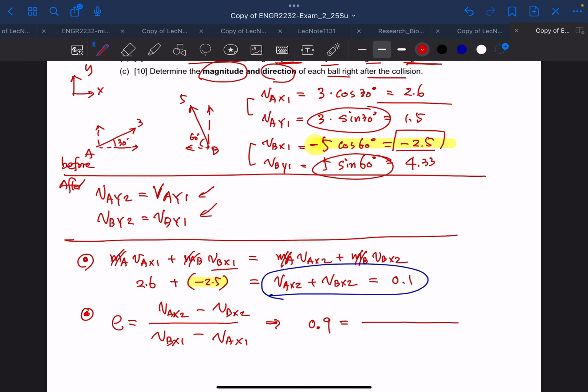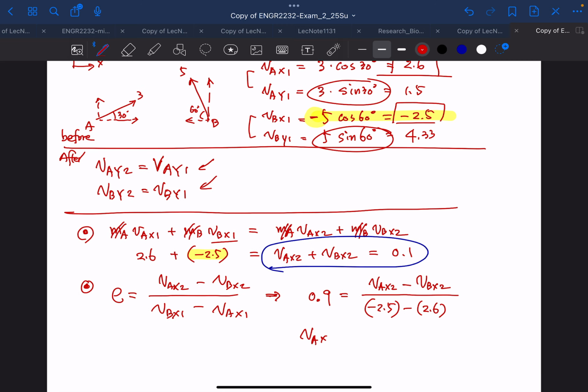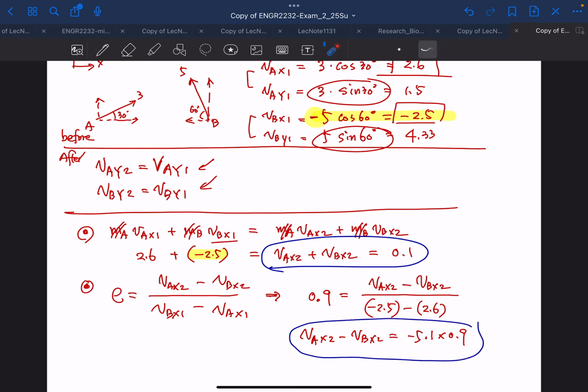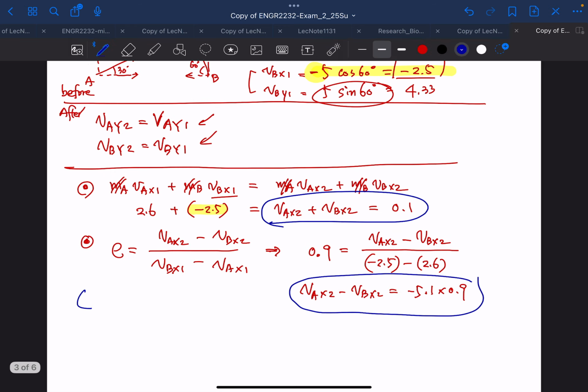VBX1 is minus 2.5. Minus VAX1 is 2.6. And VAX2 minus VBX2. So VAX2 minus VBX2 has to be 5.1 times 0.9. So we have another equation ready. And we have two unknown terms, right? And two equations.